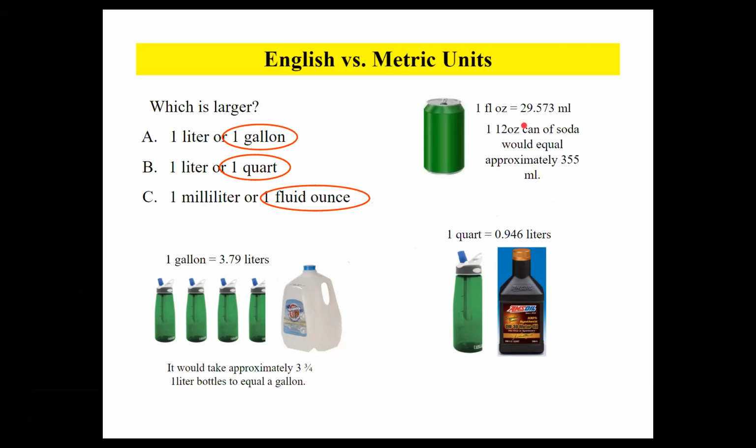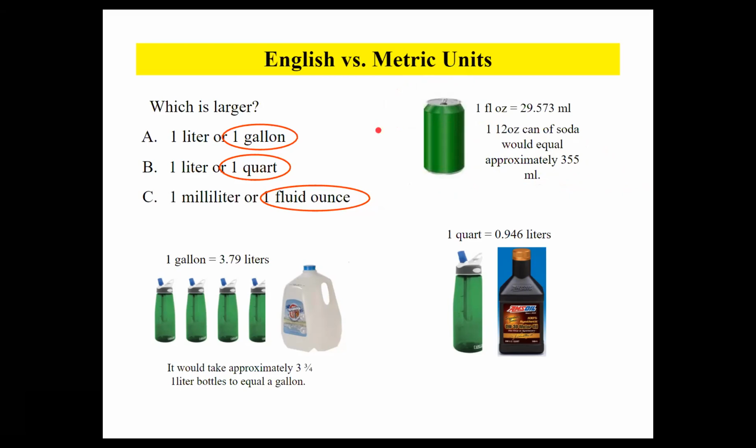And then just like with our other units, we can also measure things in milliliters. So milliliters are very, very, very small. There's almost 30 milliliters in a single fluid ounce. So in your normal can of soda, you have 12 fluid ounces. If you converted that to milliliters, it would be about 355 mLs. So over 350 milliliters in a single can of soda. So milliliters are very, very small.